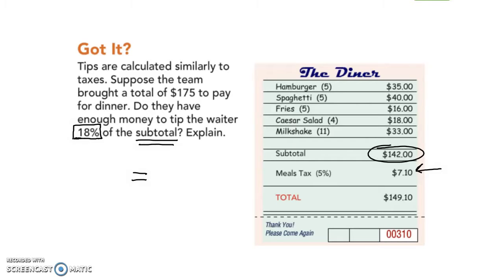So here we go. I'm going to set it up where I have the percent over 100. What is the percent? 18% goes over 100. And then the subtotal is 142. That goes as the whole. And then I don't know what the part is. That's going to be my amount of tip.